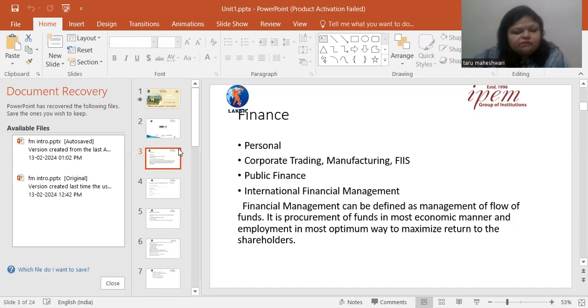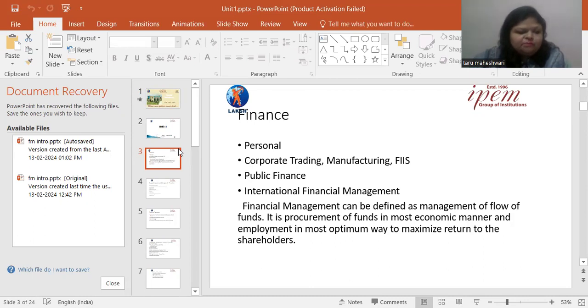Next is financial institutional investment. When financial institutions invest in companies, or in public shares or bonds, this is also an area where financial institutions make investments across boundaries. So this is another area where finance is managed.